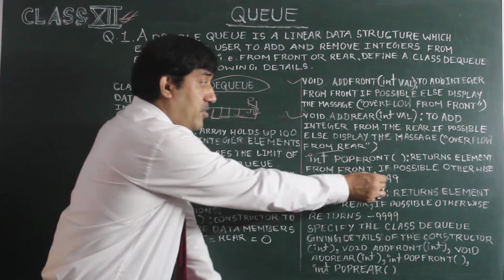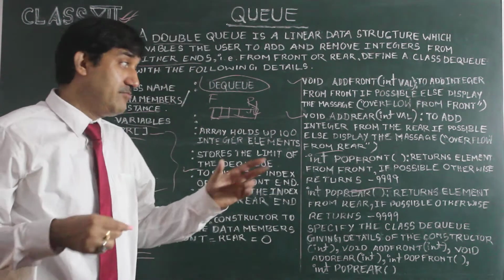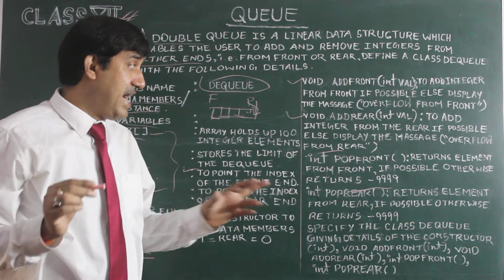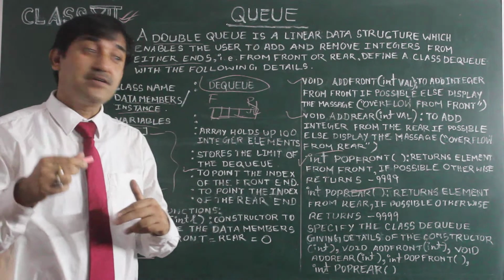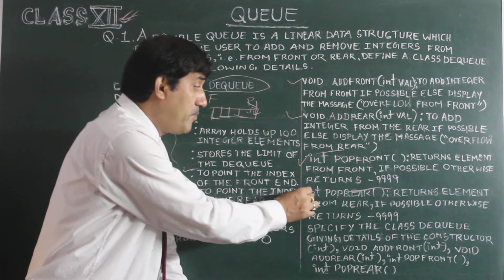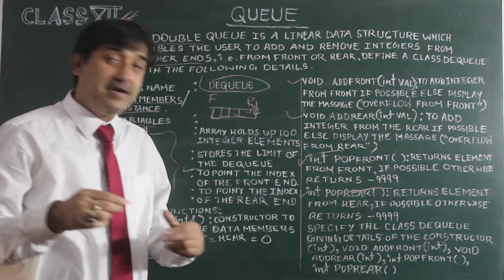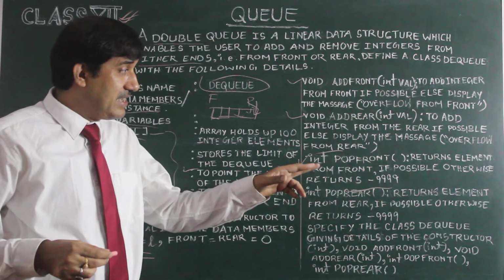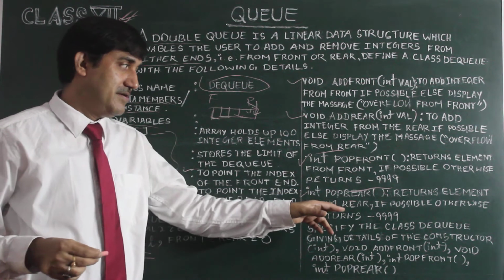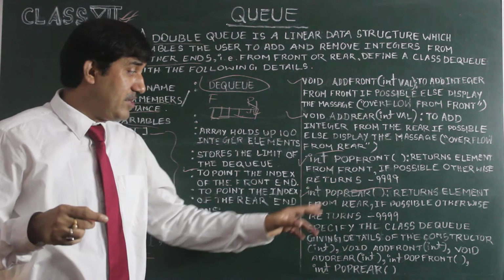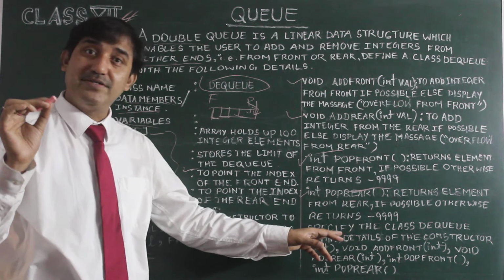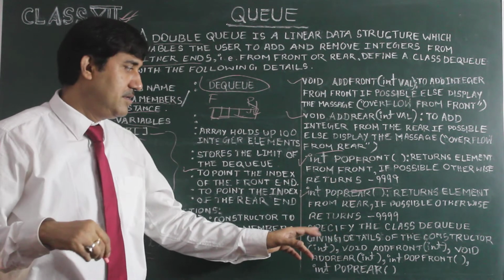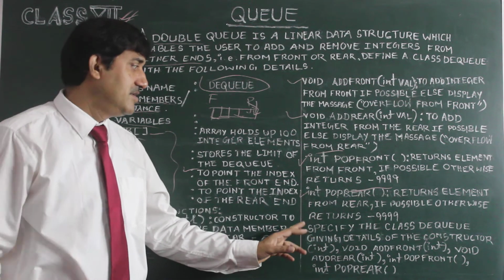Otherwise return this. These things are very important. So there should be a return. The member is int popFront. There is another one called int popRear, which returns the element from the rear if possible. Same thing, otherwise we return minus 999. That was the specific number that has to be returned. So there should be a return statement.